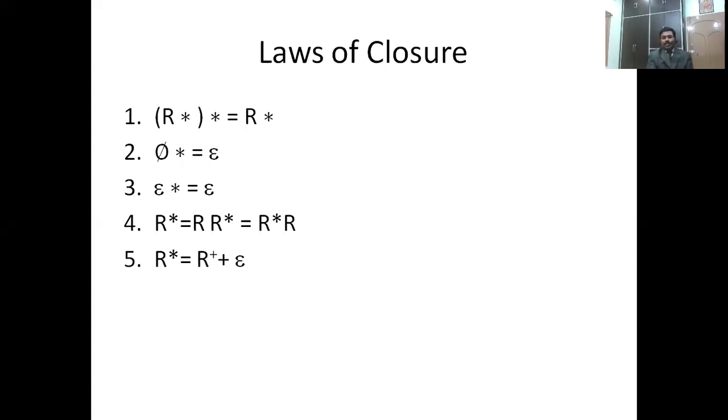Whenever star is there, you will have an epsilon. So phi star will have an epsilon. Epsilon star is also epsilon. R star is nothing but R concatenated with R star plus epsilon, and R star concatenated with R is nothing but R plus, where R plus is the set of strings with minimum string length 1. So R star is the set of all the strings of length 1 or more plus an epsilon. Epsilon length is 0. So R star is nothing but R plus and an epsilon.